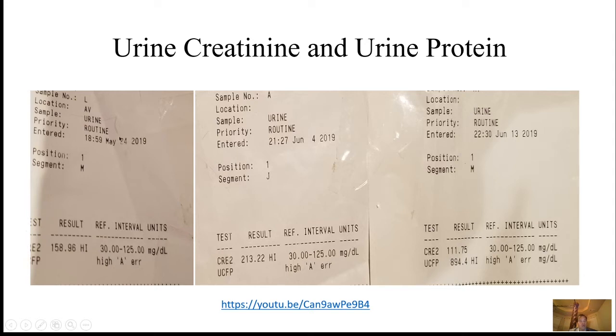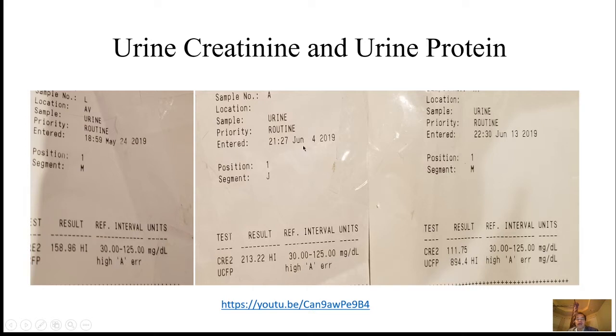On May 24, we did the lab work, urine creatinine here. The urine creatinine is 158, while the total protein in the urine is greater than linearity limit. It cannot be detected by the machine. It's too high. And the result is greater than 1,250. On June 4, 2019, we tested it again. Creatinine is 213. The urinary protein, this one here, is blank. Still, the machine cannot detect the urine protein. It is still greater than 1,250.